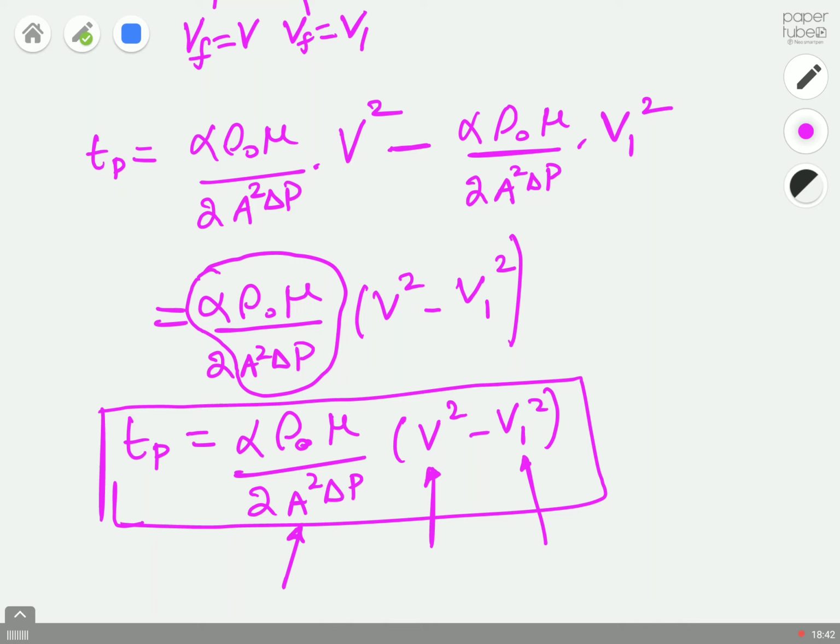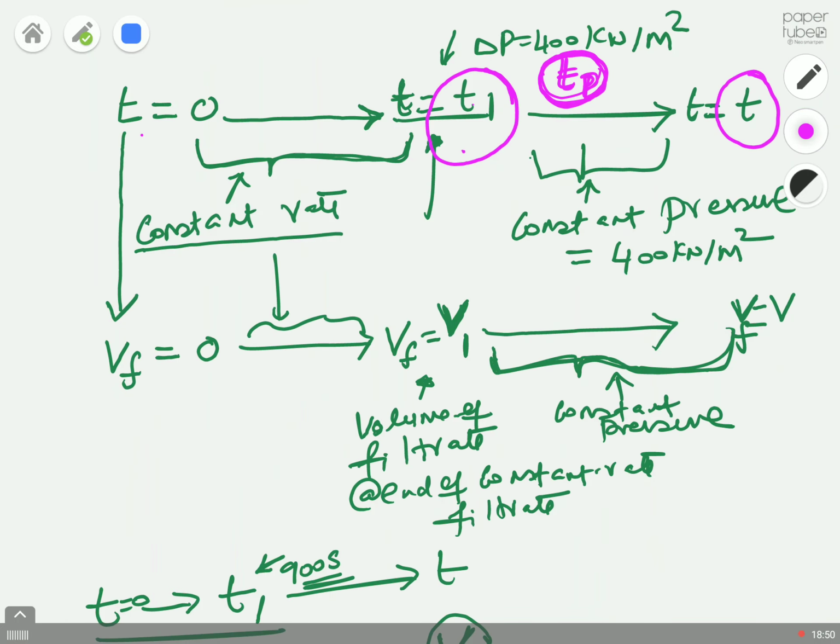To get that, you need to go back to your problem. We already have some information; if you go back to here, I showed some diagram. When t equals 0 to t equals T1, T1 is 900 seconds. So we know the time, and from there we can get some relationship between time versus volume. So let's do that.